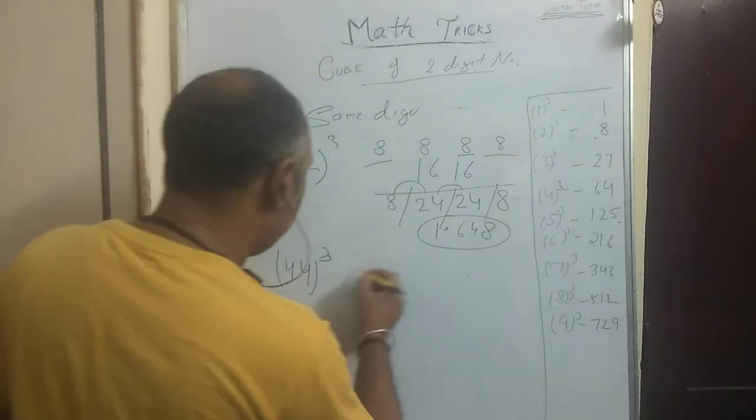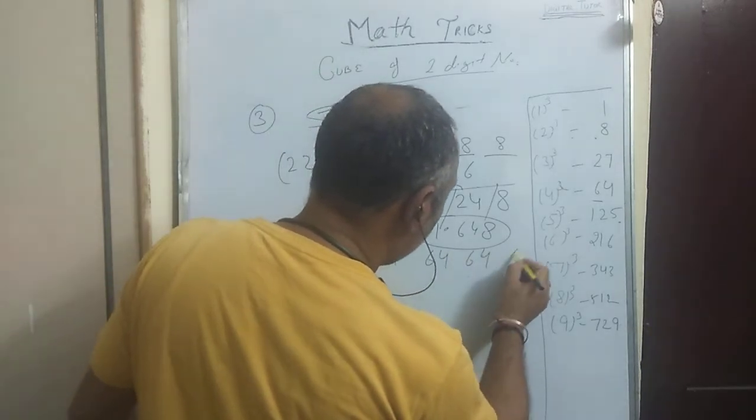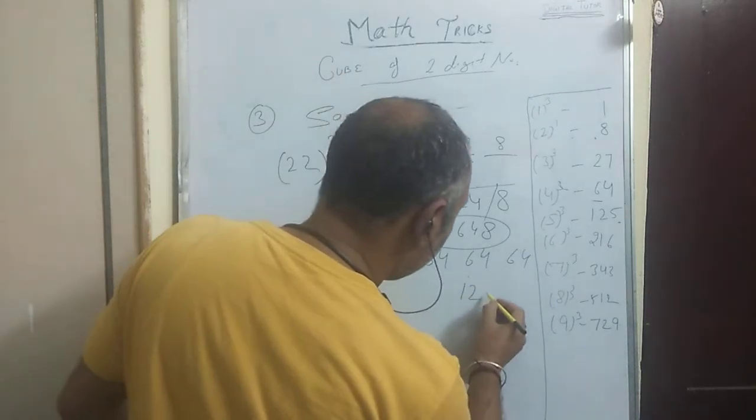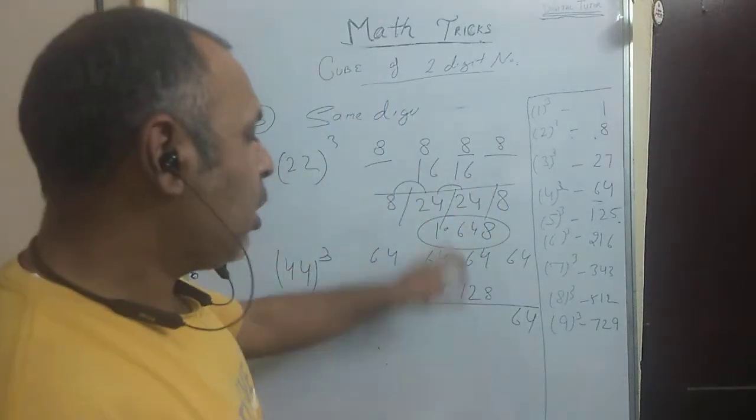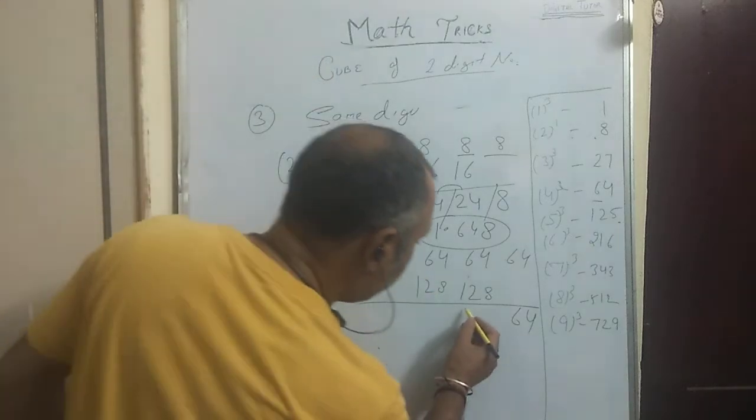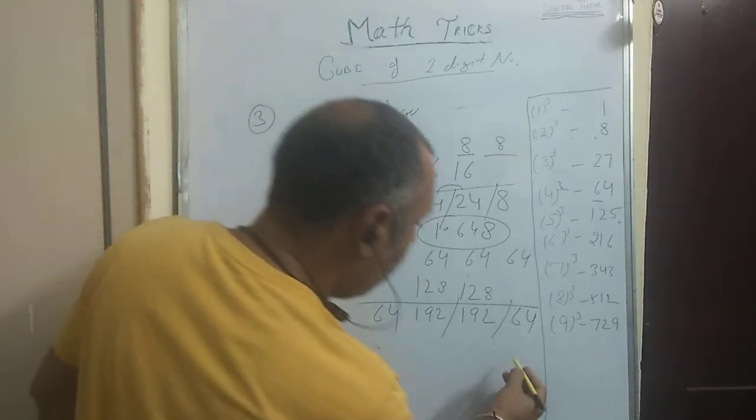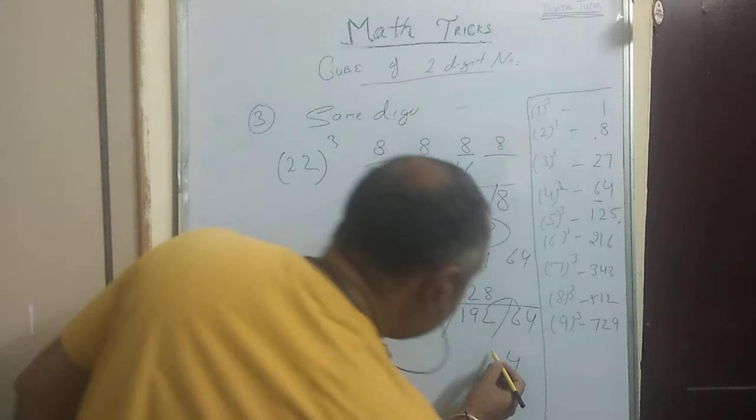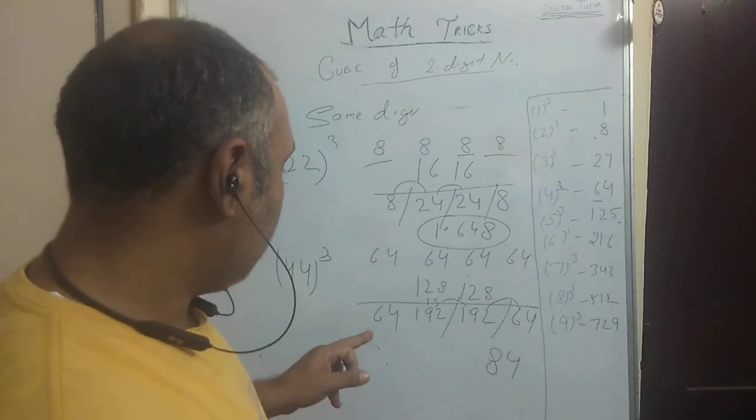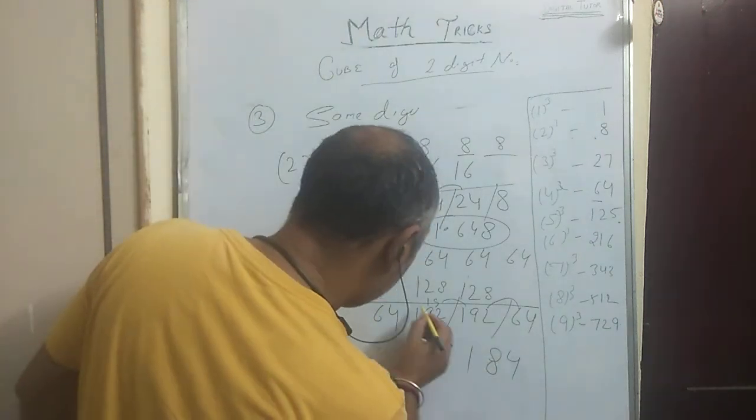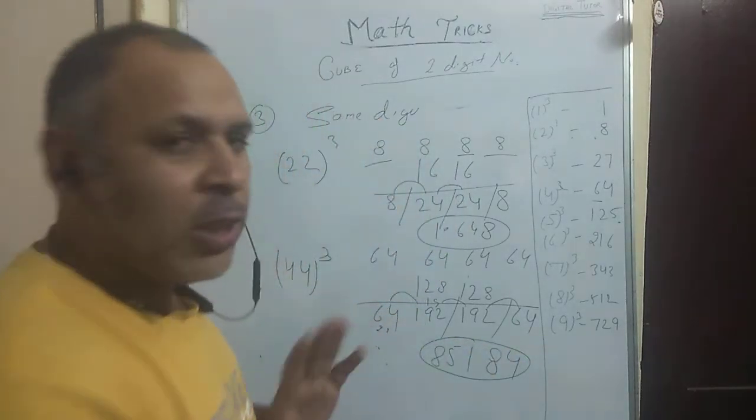Simplest. 44 is simple. 4 cube is 64, 64, 64, 64, 64, double is 128, 128, sum of 64 and 128 is 192, 192 and 64. 4, 6 carry, that is 198 and 8, 19 carry, 19 and 192, that is 211, 121 carry, that is 85. That is the answer. Very simple.